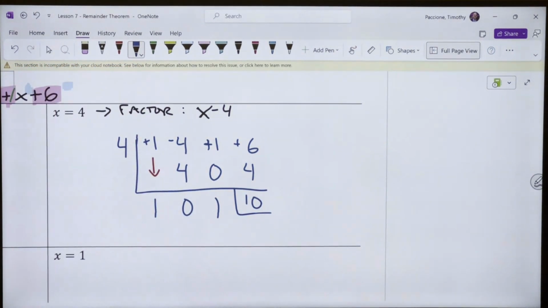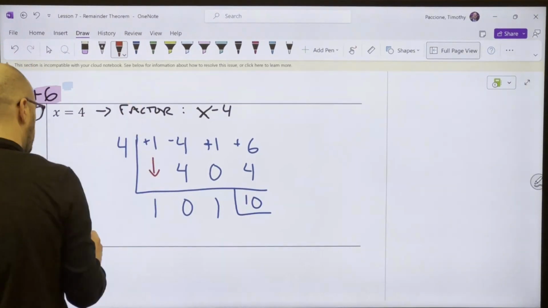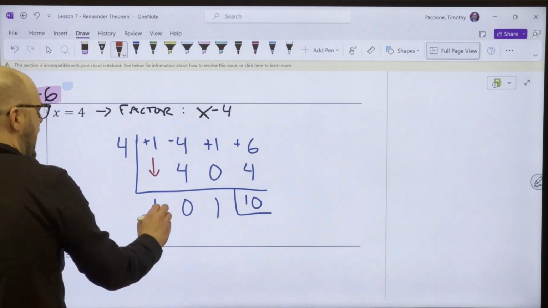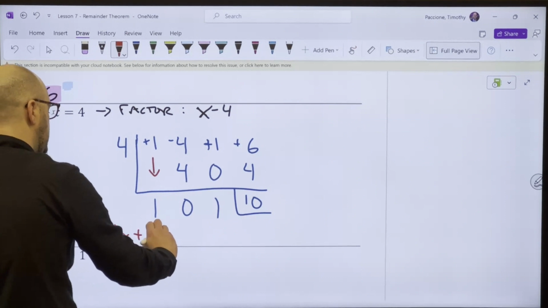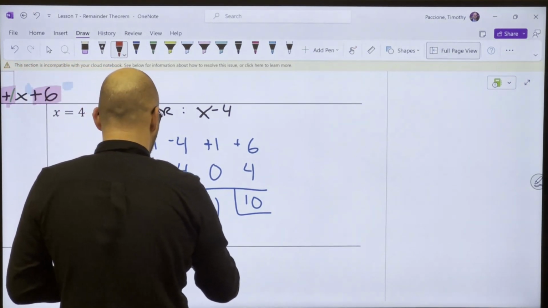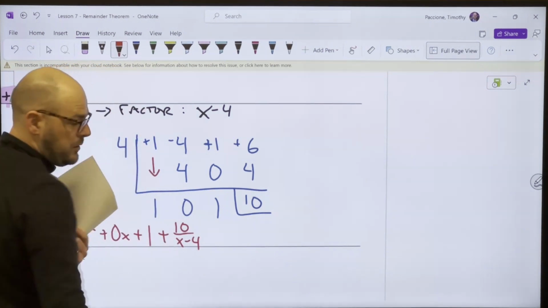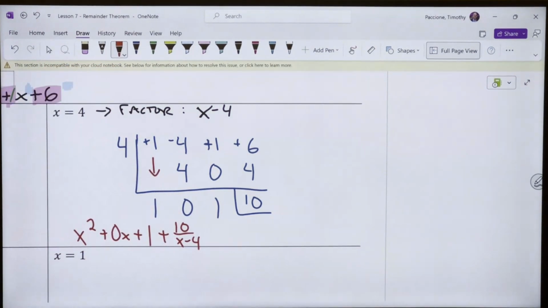Okay, so my answer to the question, what is my polynomial divided by x minus 4, would be x squared plus 0x plus 1 plus 10 divided by the factor. So if you do have a remainder, you have to write the remainder divided by the factor. Okay? Now, is there a simpler way I could have written that? Yeah. Couldn't you have done x squared plus 0x plus 3 plus 2 over x minus 4?